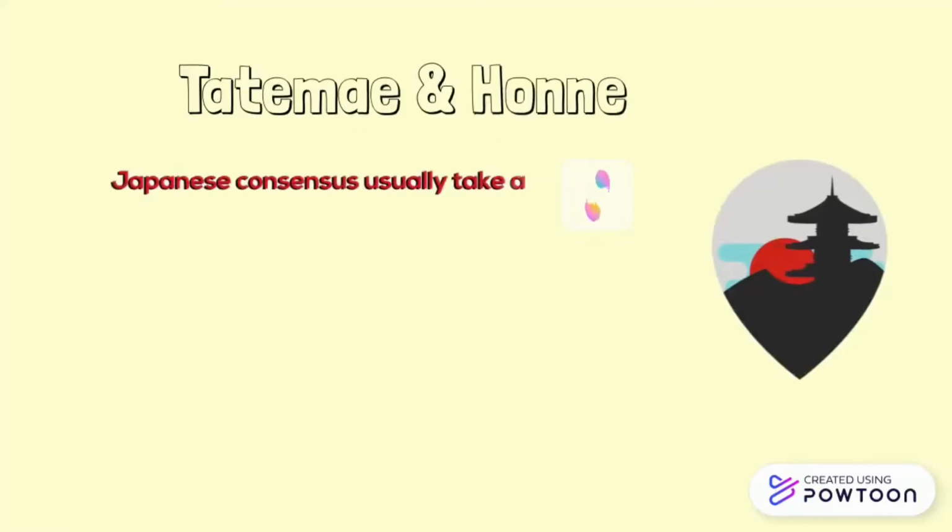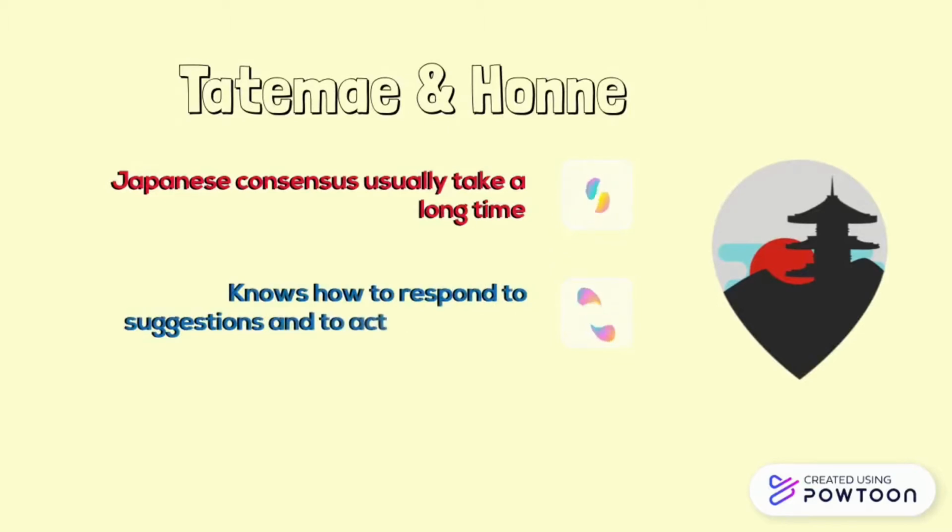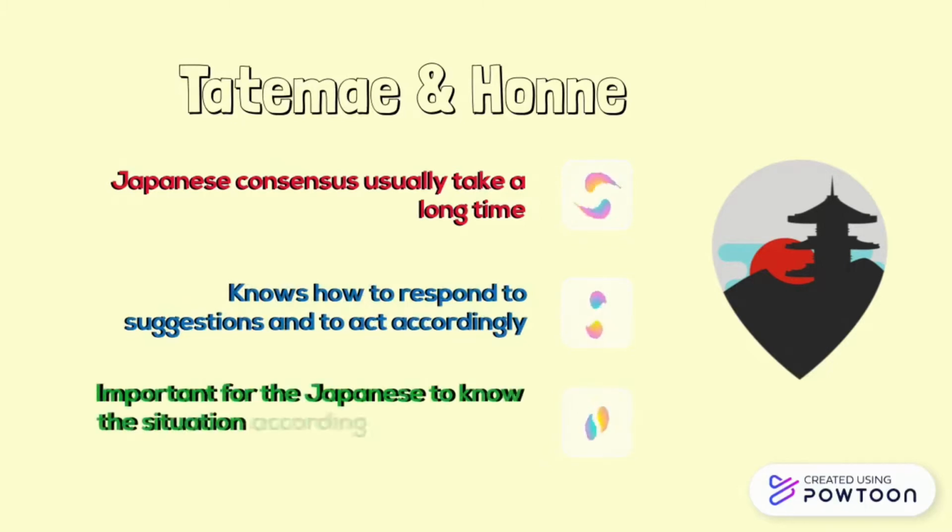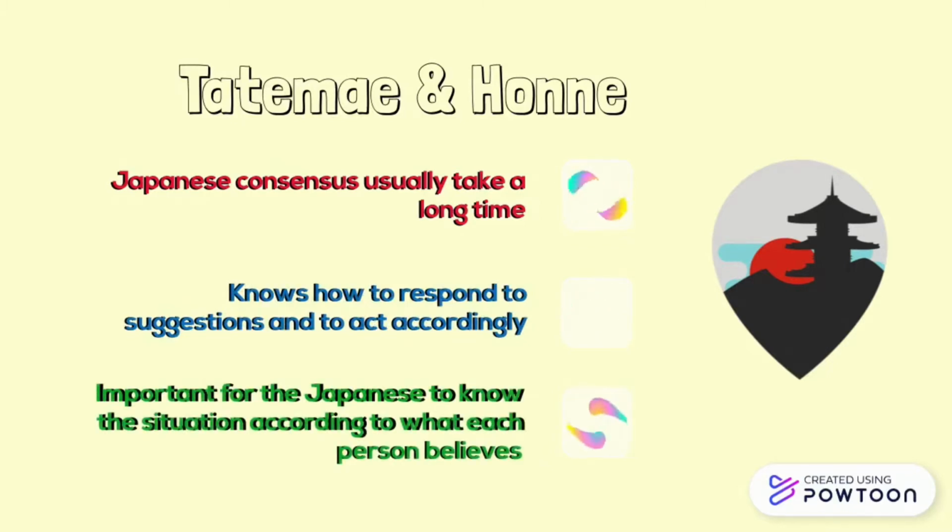Sometimes, Japanese consensus can take a long time. However, most Japanese managers know how to respond to suggestions from the top level and how to act accordingly. In Japan, doing the right thing according to the norm is called tatemae, whereas what one really wants to do, which may be quite different, is called honne.